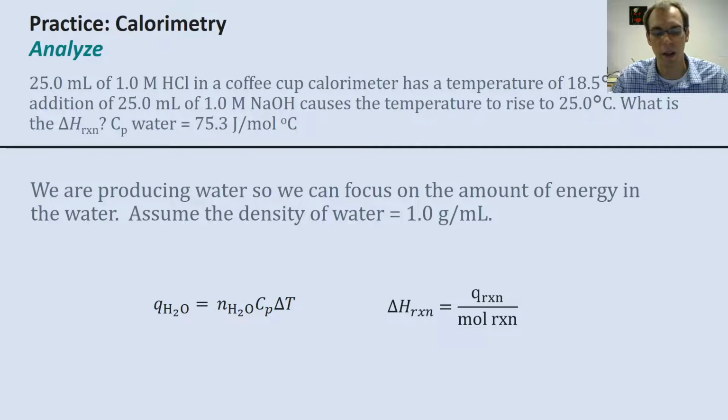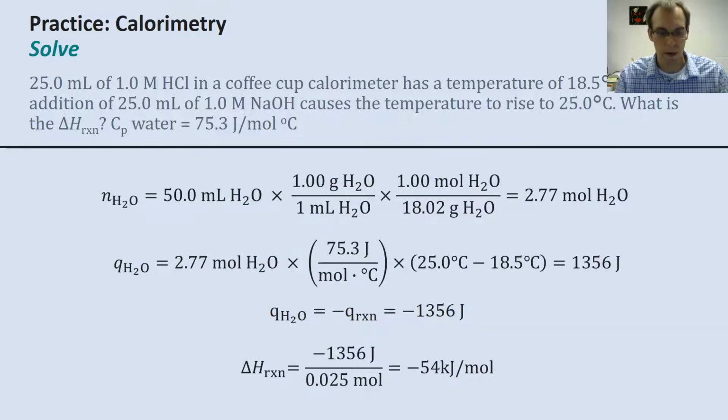The heat that caused the temperature of the water to increase is also going to be directly related to the heat that the reaction produced. So how many moles of water do we have? We take our 50 milliliters, use the density of water, 1 gram per milliliter, and then we use the molar mass of water, 18 grams, to figure out we have 2.77 moles of water.